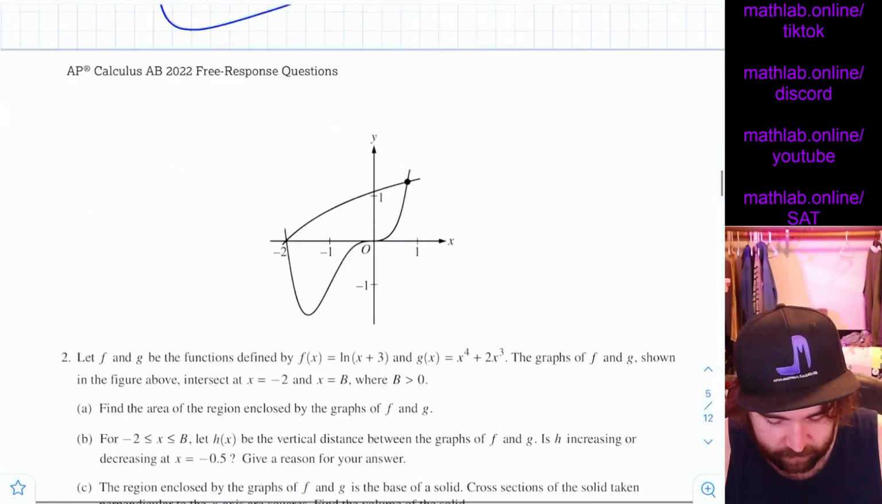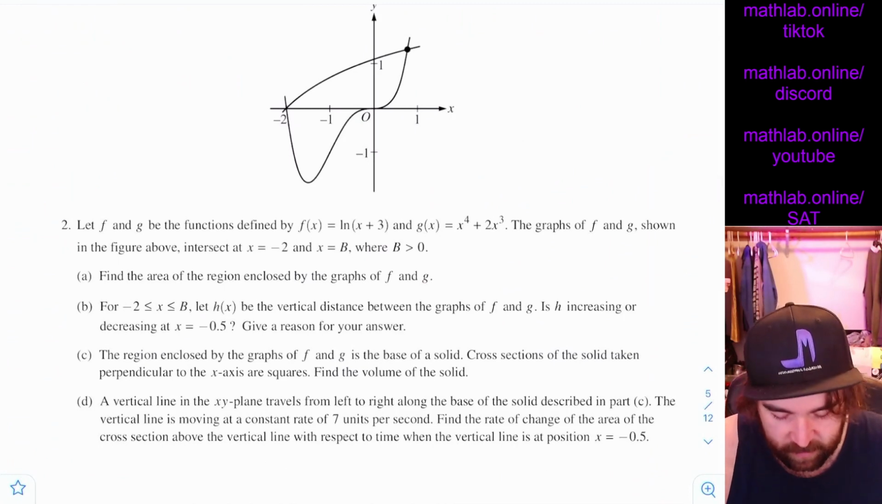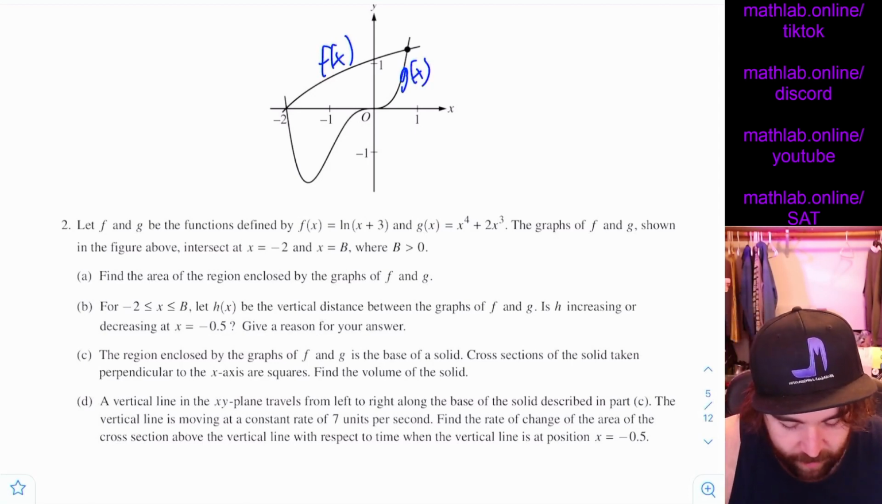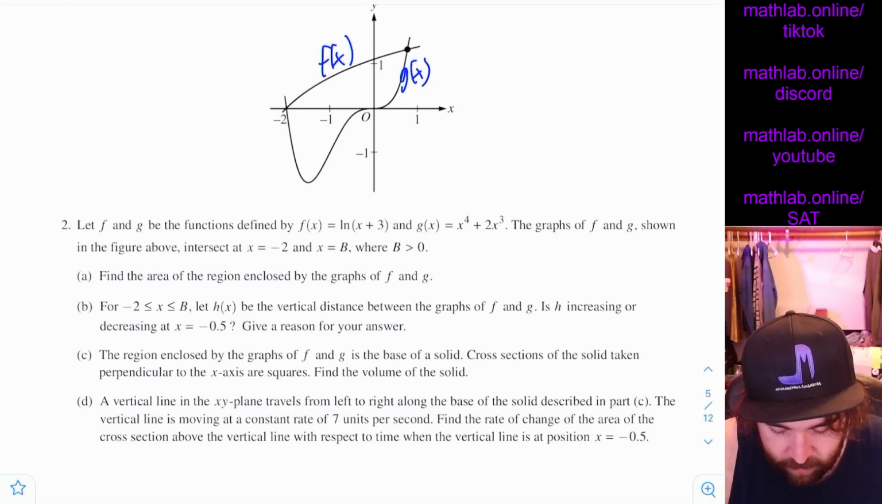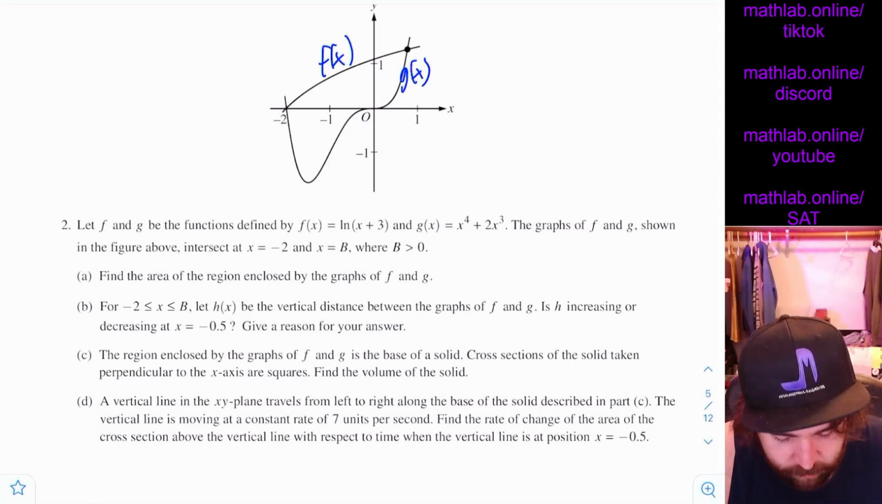All right, next. Let f and g be those functions. You see them there. So this is f because that's the log. This is g because it's the polynomial. The graphs f and g shown in the figure intersect at -2 and b. Okay. Find the area of the region enclosed by the graphs of f and g.